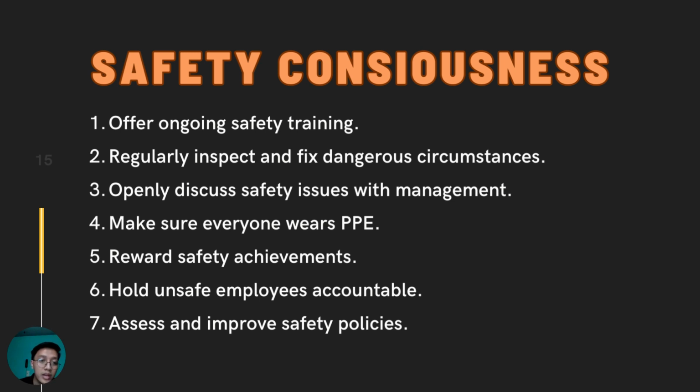Number five, reward safety achievements. Of course, we must celebrate safety milestones and reward safe behaviors. Number six is to hold unsafe employees accountable. Number seven, assess and improve safety policies, or continuously evaluate and improve safety policies and procedures. By taking these steps, you can create a culture of safety consciousness in your mechanical engineering workplace and help reduce the risk of accidents and injuries.